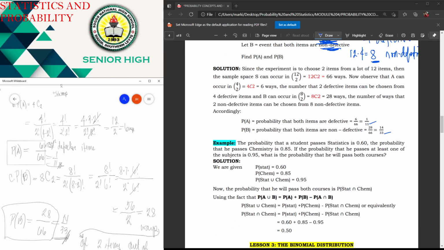So next, the last example. The probability that a student passes statistics is 0.60. The probability that he passes chemistry is 0.85. If the probability that he passes at least one of the subjects is 0.95, what is the probability that he will pass both courses? So we are given the probability of passing statistics is 0.60, chemistry is 0.85, and the probability of at least one, meaning the union, of the subjects is 0.95.